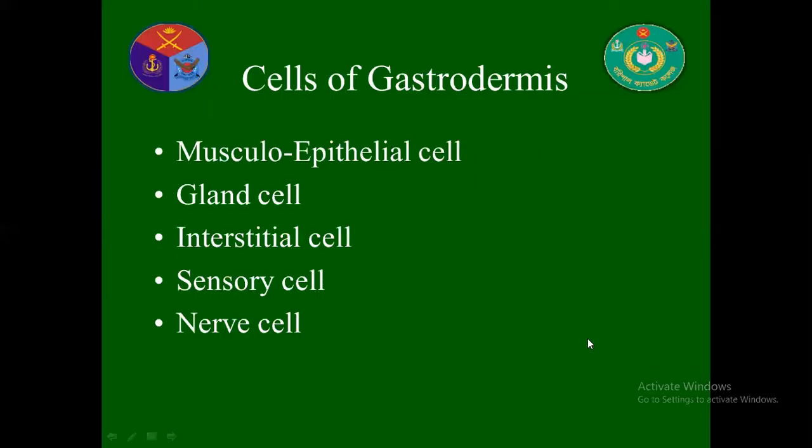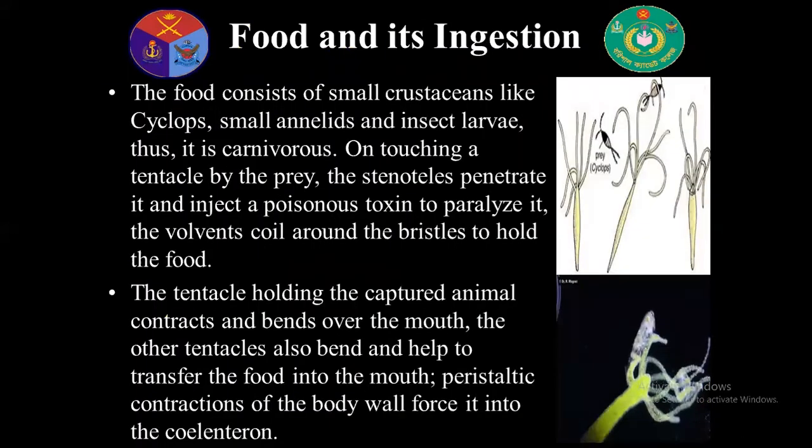Now, cells of gastrodermis. Gastrodermis or endodermis again consist of 5 types of cell: musculoepithelial cell, gland cell, interstitial cell, sensory cell, and nerve cell. All are found in epidermis, so I do not explain it again.